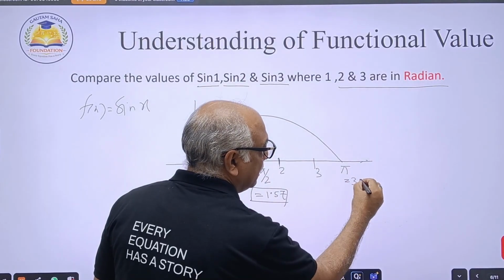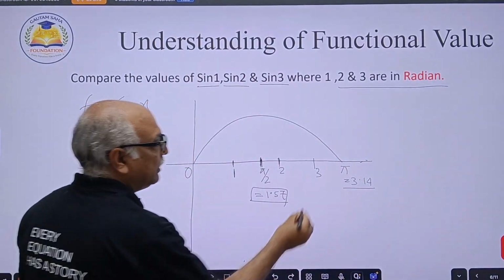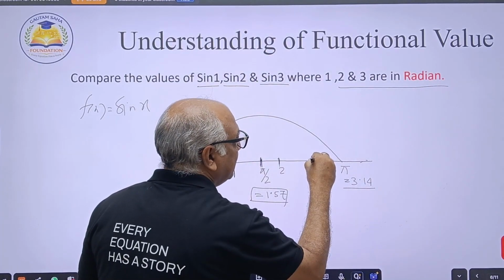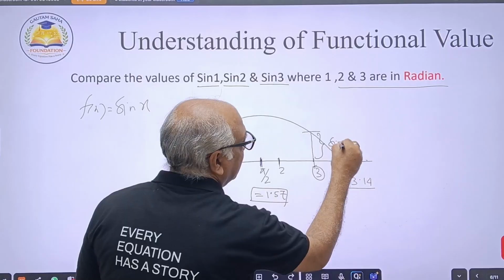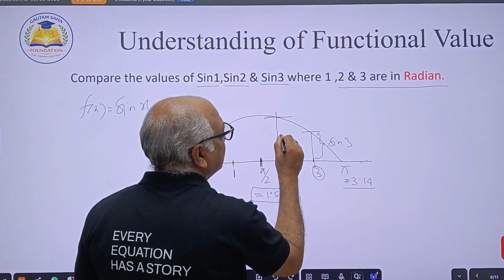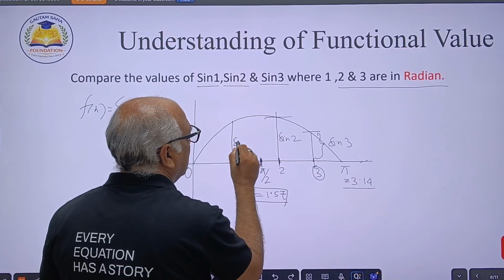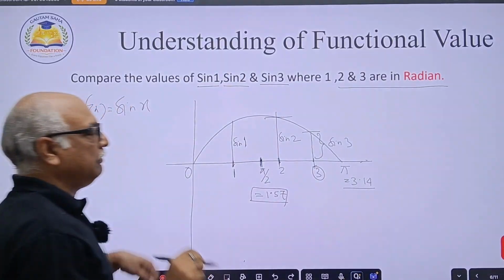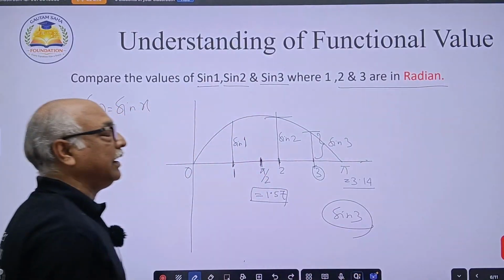क्योंकि this one is 3.14. That is why 3 is here. So what is sin 3? Sin 3 is this much. This is our sin 3. This is our sin 2. This is our sin 1. So sin 3 के लिए हम लोग को कोई प्रॉब्लम नहीं है. sin 3 is the least. ये तो समझ में आ गया.